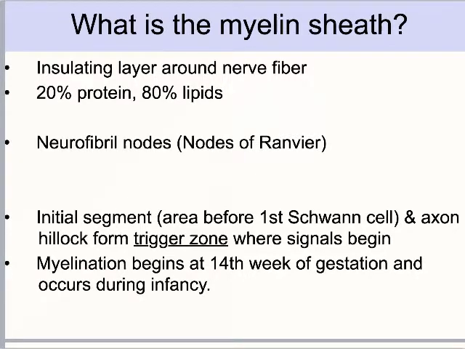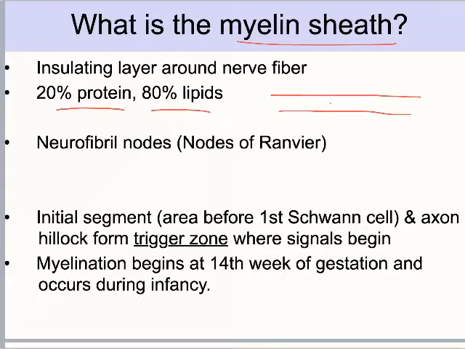Now what's the myelin sheath? The myelin sheath is an insulating layer that's wrapped around the nerve fiber. It's 20% protein and 80% lipids. So you've got to have fat in your diet in order to develop myelin.